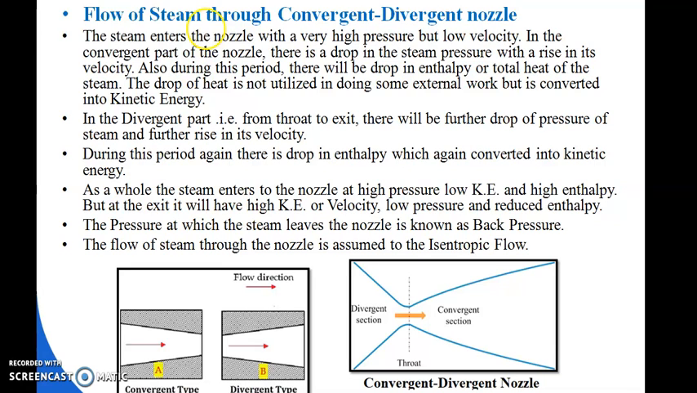In the divergent part, from throat to exit, there will be a further drop in pressure of the steam and a further rise in velocity. During this period, again there is a drop in enthalpy, which is again converted into kinetic energy. As a whole, the steam enters the nozzle at high pressure, low kinetic energy and high enthalpy, but exits with high kinetic energy or high velocity, low pressure and reduced enthalpy.